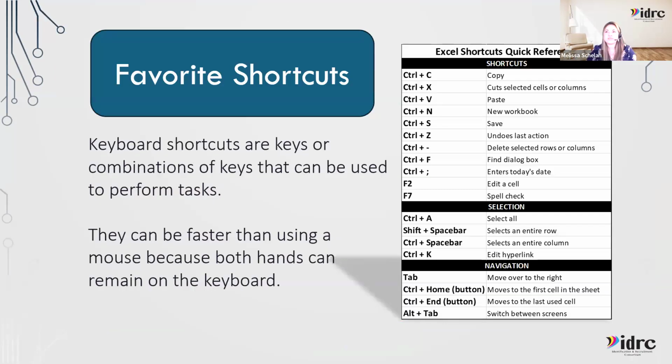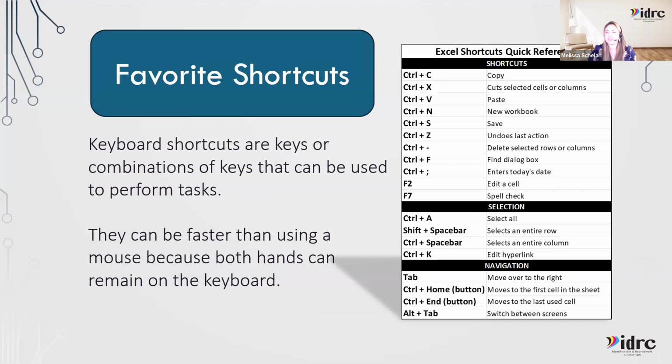So here's a few of my favorite shortcuts. Keyboard shortcuts are keys or combinations of keys that can be used to perform tasks. They can be faster than using the mouse because both hands stay on the keyboard. So that kind of helps you with the carpal tunnel.